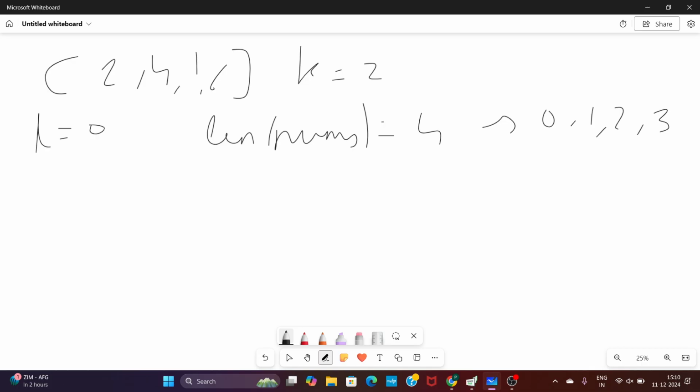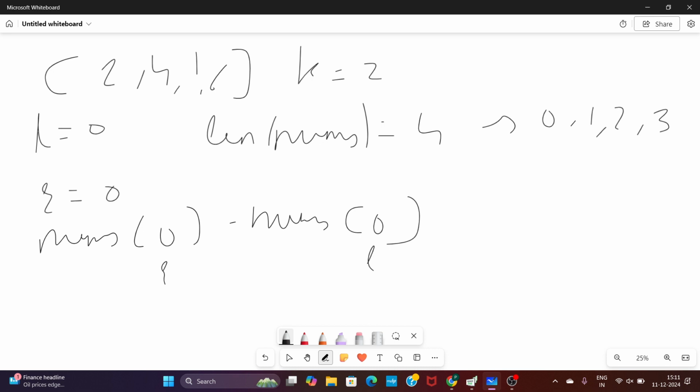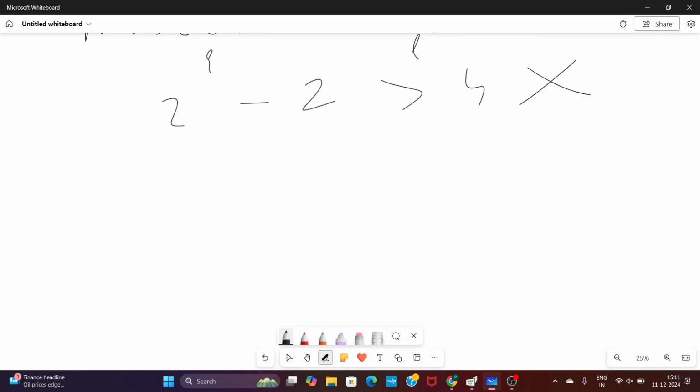So let's do it. Our R is 0. Means nums of 0 minus nums of 0 again. This is R and this is L. Is it greater than 2 into 2, which is 4? nums of 0 is 2. Again nums of 0 minus nums of 0, is it greater than 4? No. So we'll not increment our L. We'll move forward.